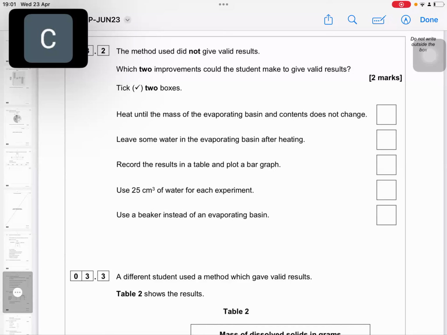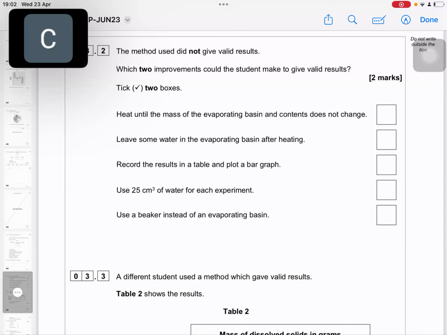And maybe, let's see, record the results in a table and plot a bar graph. Okay. Yes, I think I'll go with those two: recording the results in a table and using a given amount of water for each experiment.